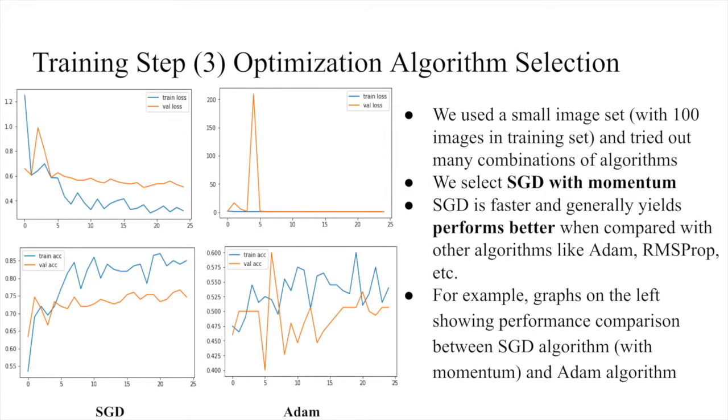Then we need to choose a suitable optimizer for our model. We used a small image set and tried out many combinations of optimization algorithms. After comparison, we select SGD with momentum to be our optimization algorithm. The reason is that SGD is faster and generally yields better performance when compared with other algorithms like ADAM, RMSprop, and so on. For example, the graphs on the left show performance comparison between SGD algorithm with momentum and ADAM algorithm. Using SGD, we achieve higher training and validation accuracy than ADAM.